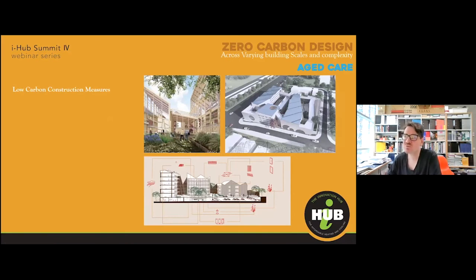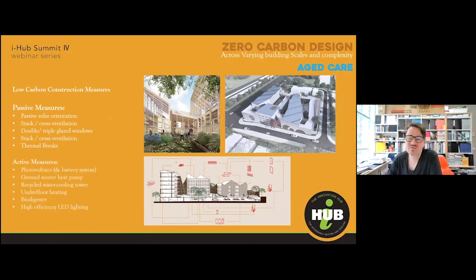Next one up in terms of size would probably be the aged care facilities that we looked at. In general, it was suggested to consider low carbon construction measures. And this was located in Melbourne, so these would be Victorian projects. Some of the passive measures there, again, orientation being really important, cross ventilation, double and triple glazing, and thermal breaks as well.